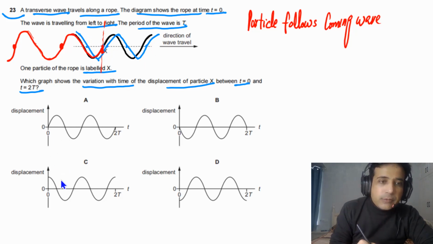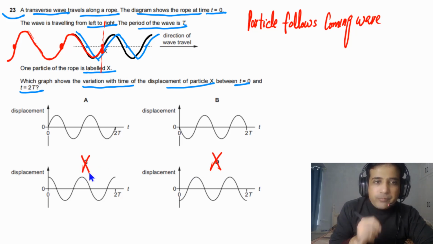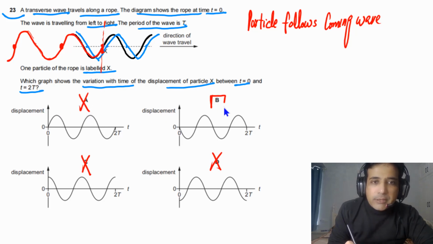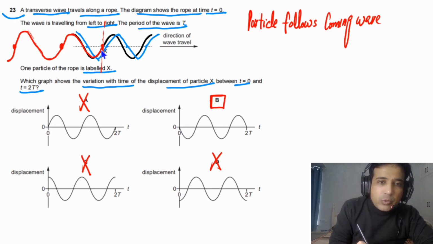In this case, if you look at options C and D, that is not possible because the particle is starting from equilibrium, so we can simply eliminate these two options. Now if you look at option A, this is also not possible because the particle from equilibrium will go down, and this is going up. So the best possible answer for this question is B. Means first of all, the particle goes down. You can see from here. Try to compare these two.